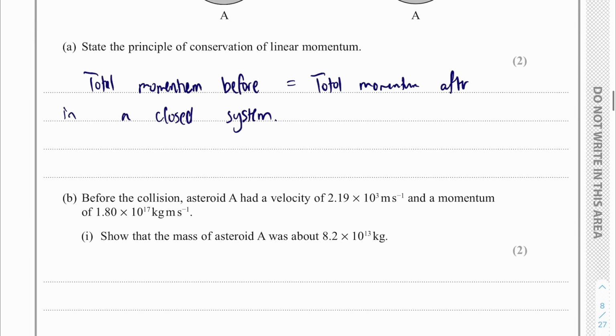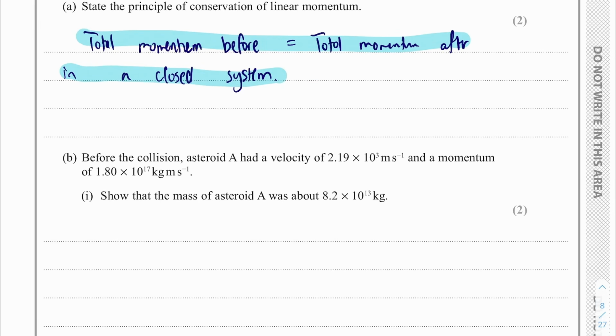Then we have part B. So this is our 2 marks: saying this and then saying it's in a closed system. Before the collision, asteroid A has velocity 2.19 times 10 to the power of 3 and a momentum of 1.8 times 10 to the power of 17. Show that the mass of asteroid A is about 8.2 times 10 to the power of 13.